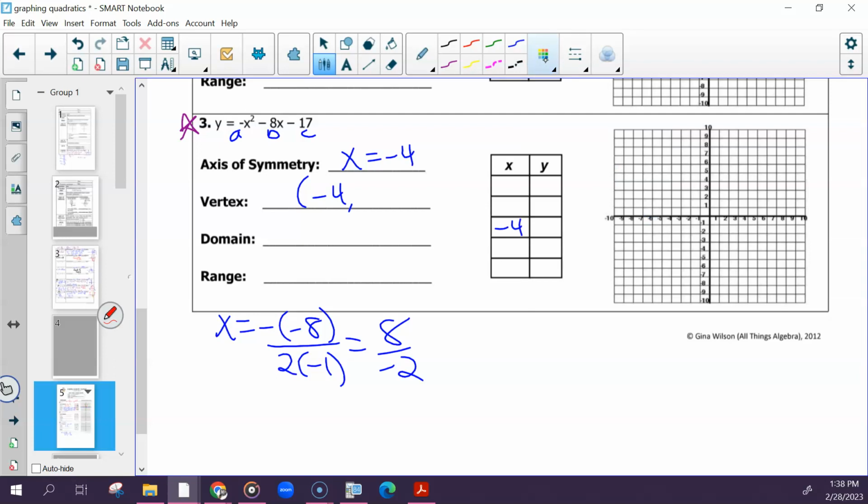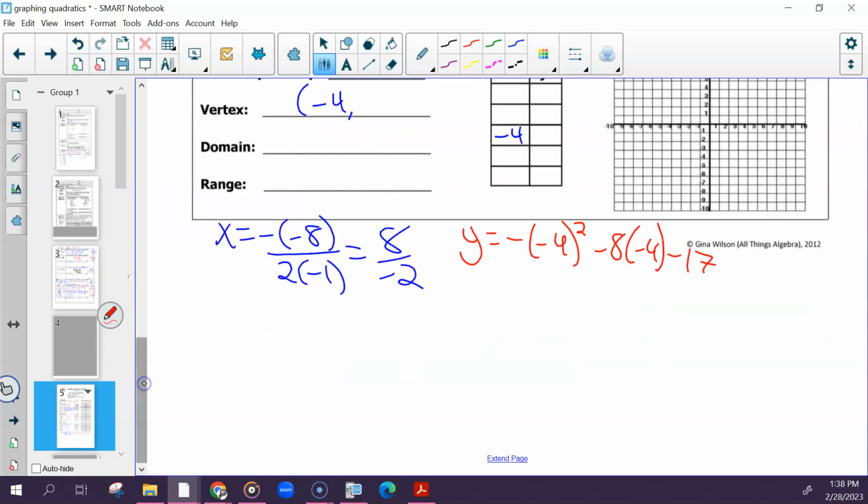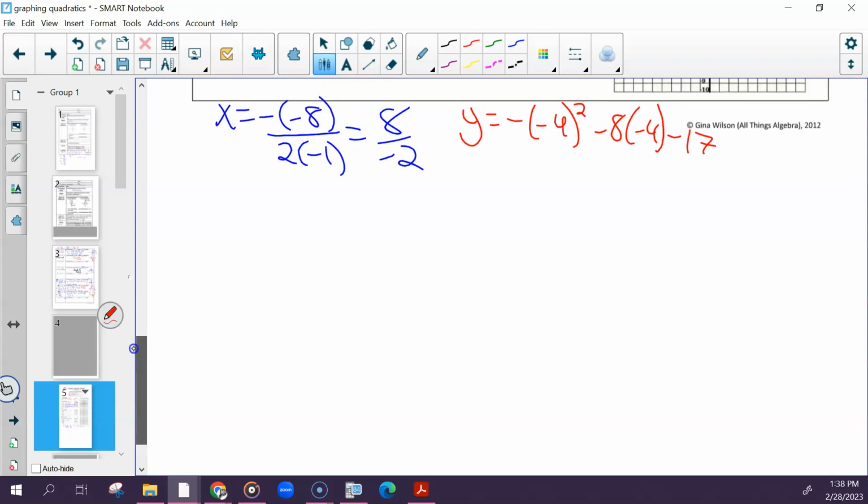And then let's do the work to find y. So put in -4 for all your x's. Here, be careful with your negatives. You have one and it's negative. What would your y value be?